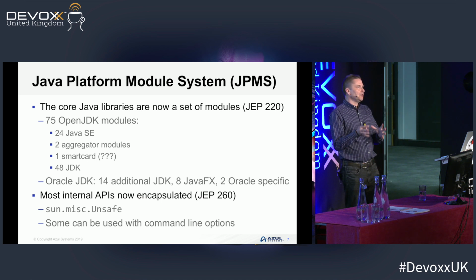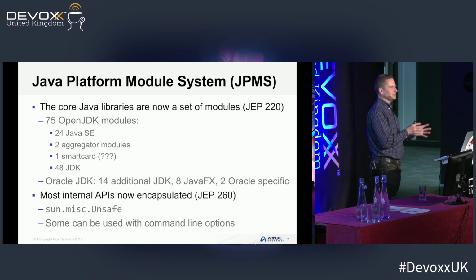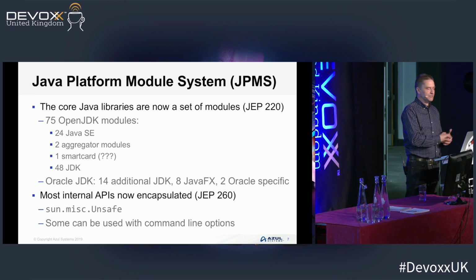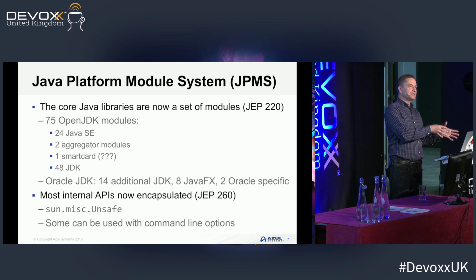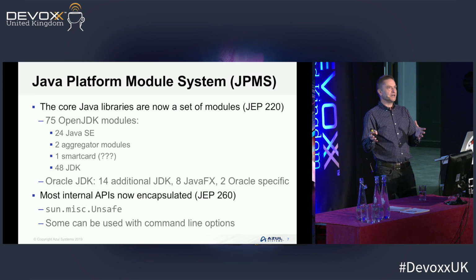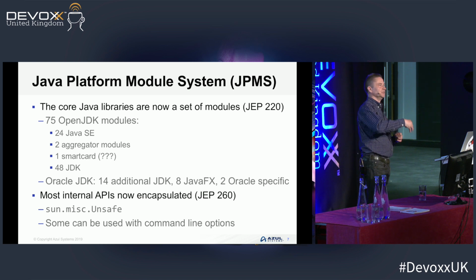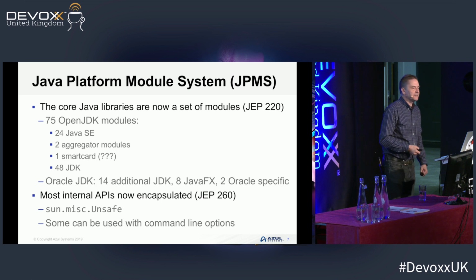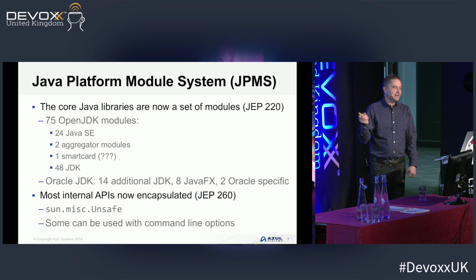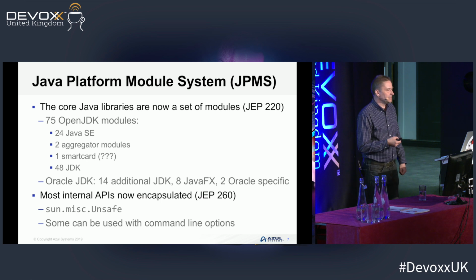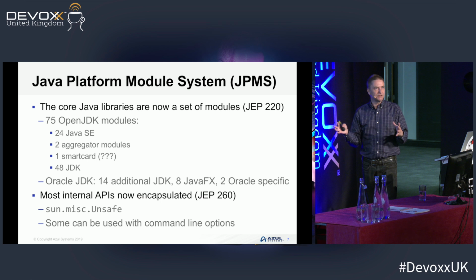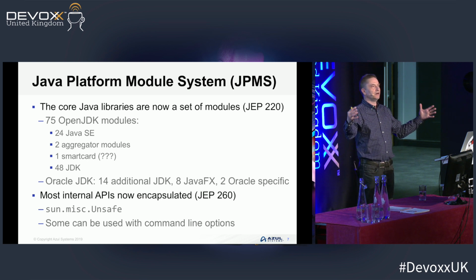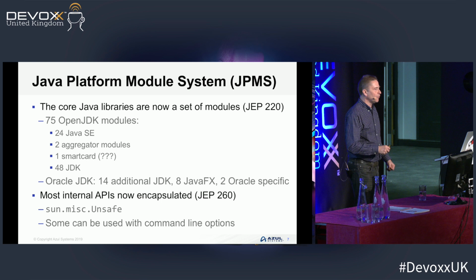Bizarrely, there's one smart card module that gets included in Java SE. That's a sort of historical thing, it just happens to be there. And then there are 48 that are specific to the JDK, which are things not in the standard, but related to other parts of the JDK, like the compiler interface and various other bits and pieces like that. If you look at the Oracle JDK, there are another 14 JDK ones. There's also JavaFX, which is 8 modules, and then there's 2 Oracle-specific ones as well. So that's actually reasonably simple to deal with. The fact that we've just broken up rt.jar into modules, not really too big a problem.